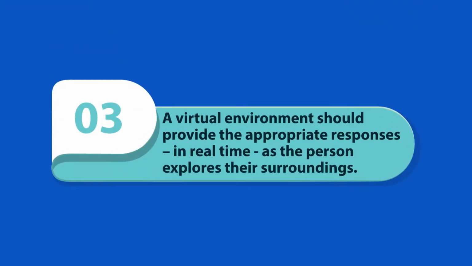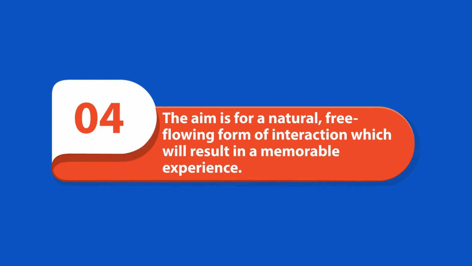A virtual environment should provide the appropriate responses in real time. So, if you touch something, you should feel it as the person explores their surroundings. The problems arise when there is a delay between the person's actions and system response, or some latency, which then disturbs their experience. The person becomes aware that they are in an artificial environment and adjusts their behavior accordingly, which results in a stilted mechanical form of interaction. The aim is for a natural, free-flowing form of interaction which will result in a memorable experience.